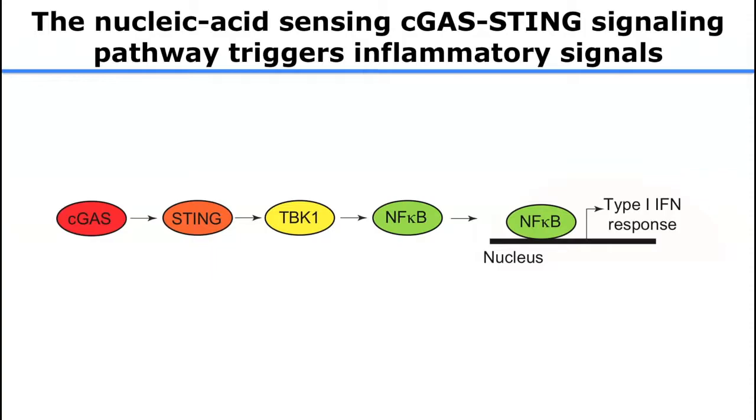That will then bind to and interact with an endoplasmic reticulum protein called STING. STING then triggers a signaling cascade via this kinase called TBK1 kinase, or TANK-binding kinase 1. And then this will lead to activation of the transcription factor NF-kappa B, which is a master regulator of several immune responses. And then this leads to activation of NF-kappa B within the nucleus, which can activate, in addition, type 1 interferon and therefore a type 1 interferon response.